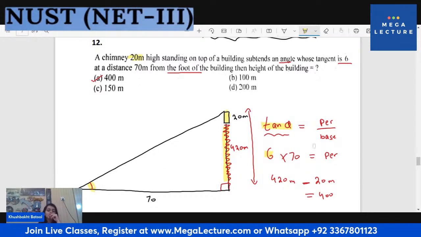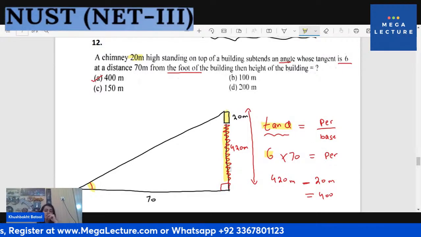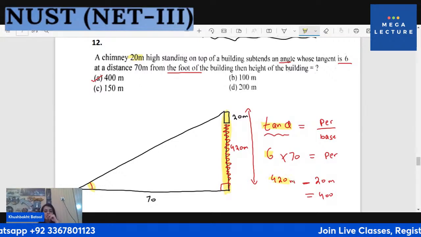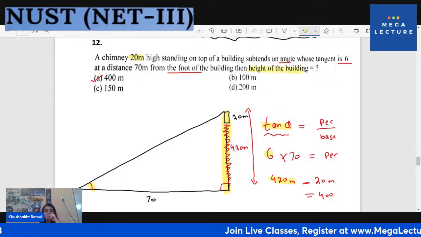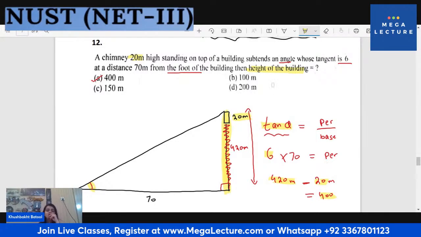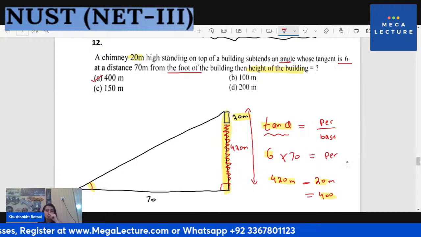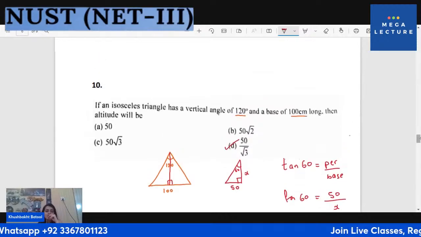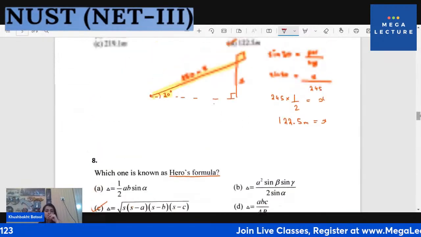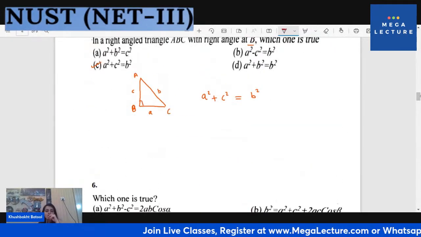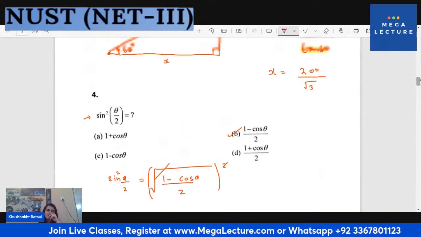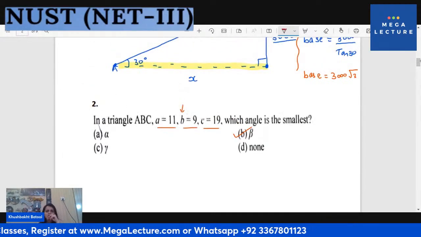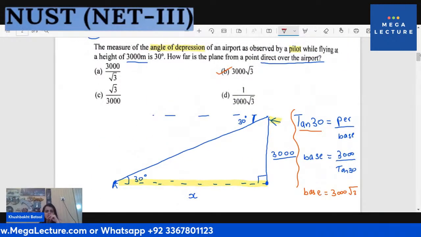So tan theta is equal to perpendicular over base. Perpendicular side would be this entire side, and that turned out to be 420 meters. You're just supposed to find the height of the building. You need to subtract the height of the chimney, that is 20 meters, and the final answer is 400. So this is how we solve these questions logically. All right. So this is what we do in the 12th chapter. We need to use trigonometry in order to solve some real world problems, but trigonometry is used there.